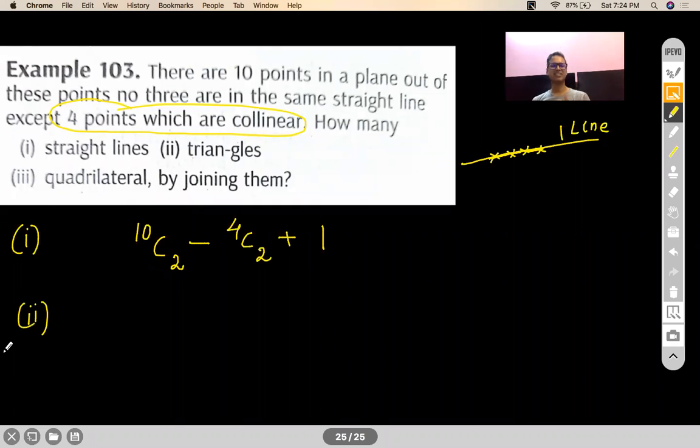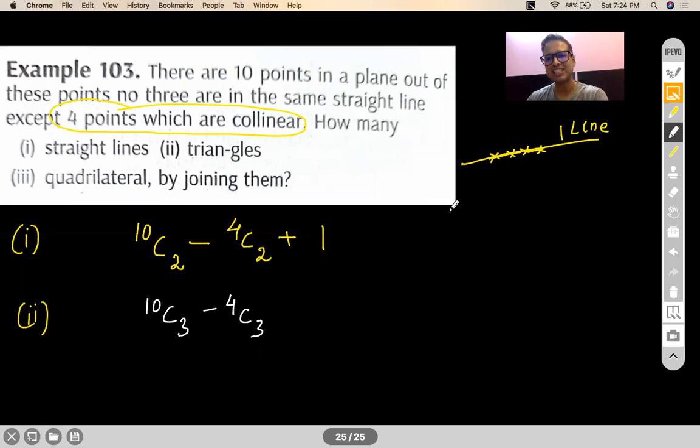Anyways, I should have done this with nCr only, but I thought I would keep the geometrical questions towards the end. Next is, how many triangles can you make? This is easy. Absolutely, Madhav. 10C3 minus 4C3. Right? So if you take any 3 points out of 10, 10C3 triangles will be formed.